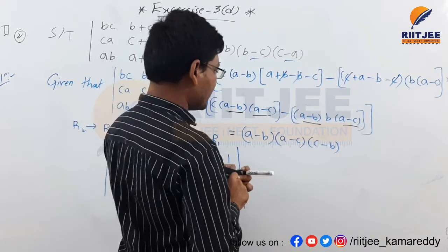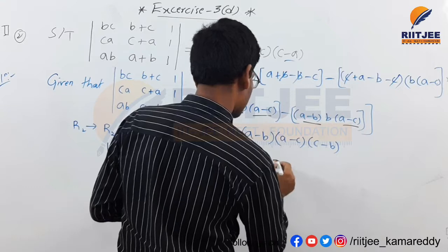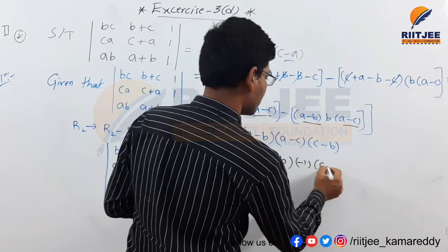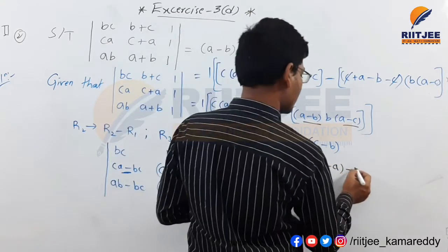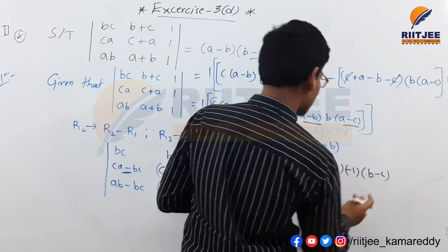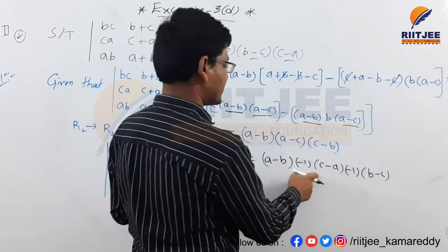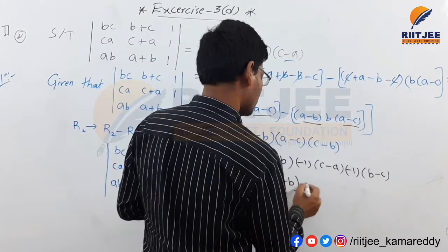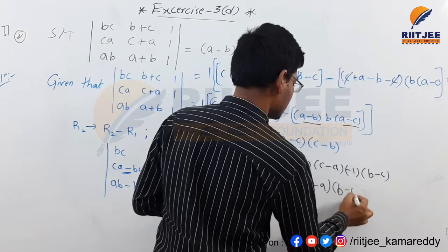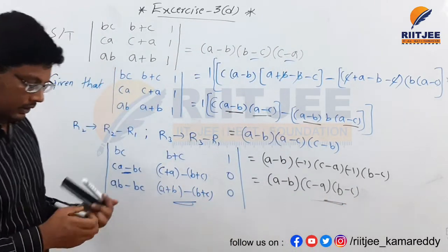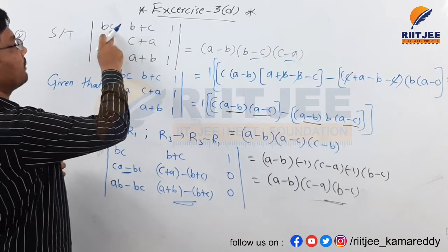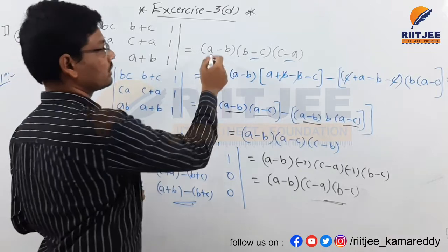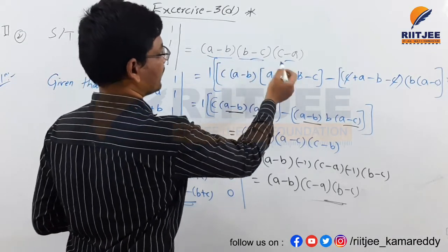I am taking minus as common for two terms, A minus B. Here if you take minus 1 as common, it will become C minus A. If you take minus 1 as common here, it will become B minus C. Here these two terms are interchanged. Minus 1 into minus 1 will become plus 1 here. That is A minus B into C minus A and B minus C. So this is the final expression that is finally shown: A minus B into B minus C into C minus A.